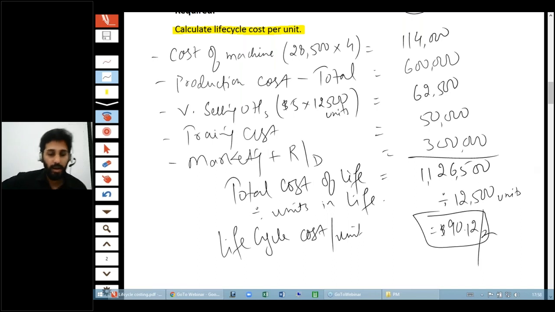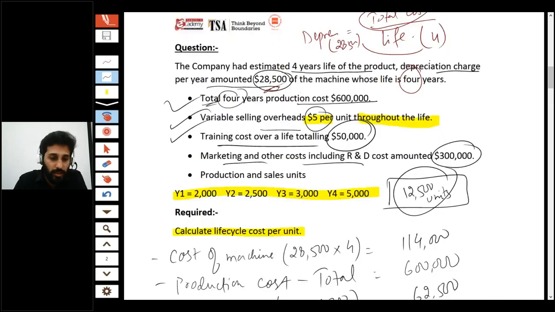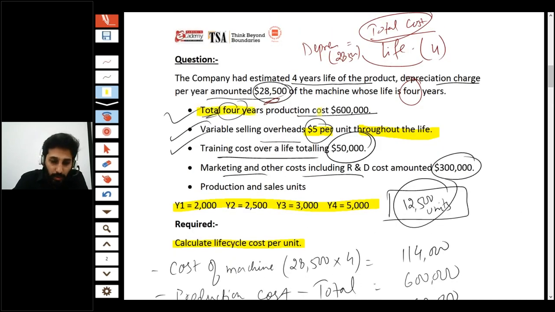F. Rizan, is there any confusion with this calculation? Can you please tell me your confusing element? By the way, first tell me, were you connected from the start of the question? Production cost, right? Okay. The production cost is total 600,000. It's total 4 years production cost.